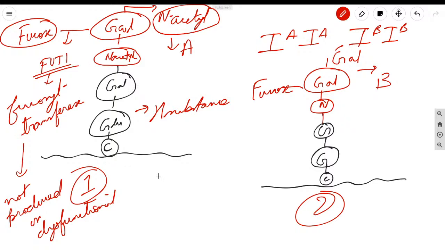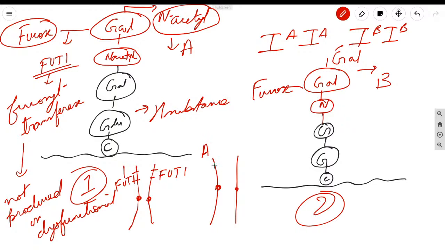So what I mean to say is, suppose the FUT gene is on chromosome number 1. Both the alleles are recessive here. And suppose this A gene is on chromosome number 5. So you have I^A, both dominant, you have proper.